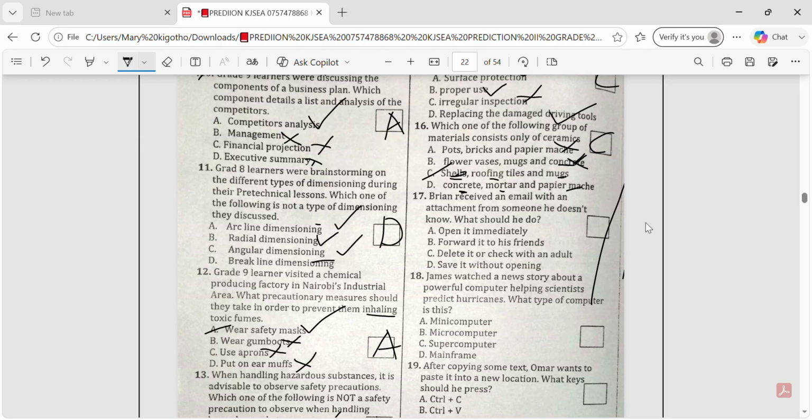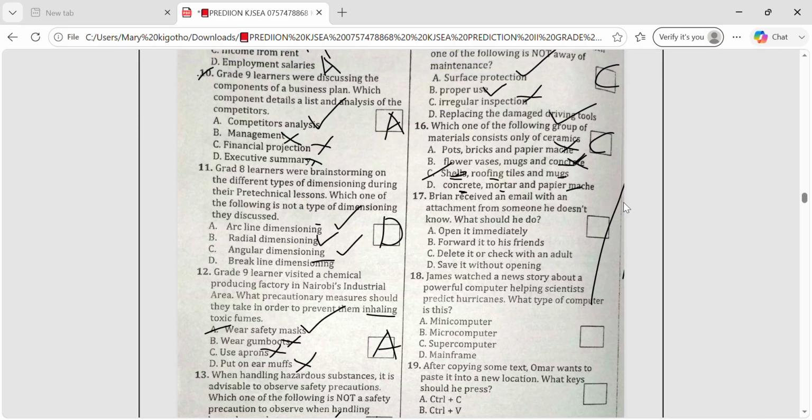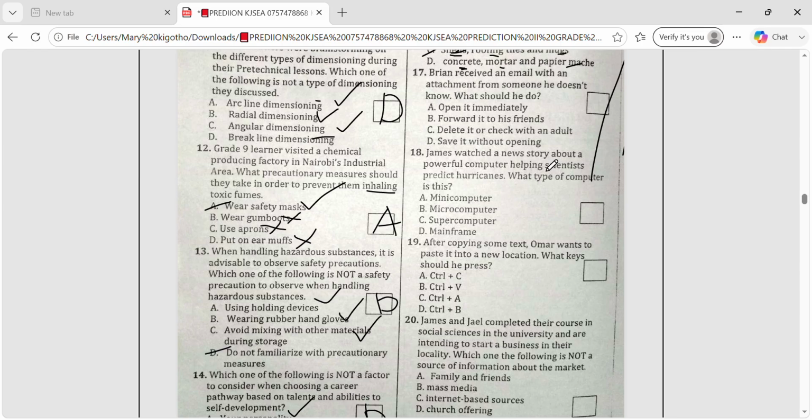Now we continue to question number 17. We are being told Brian received an email with an attachment from someone he doesn't know. What should he do? Open it immediately, forward it to his friends, delete it, or check with an adult, save it without opening. You can pause the video and try answering.